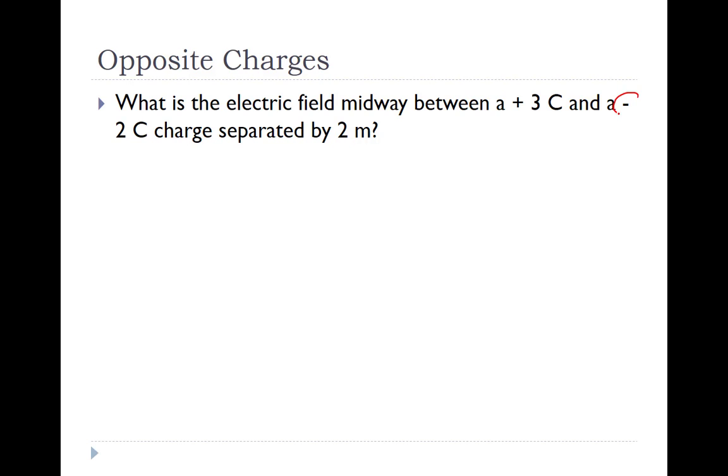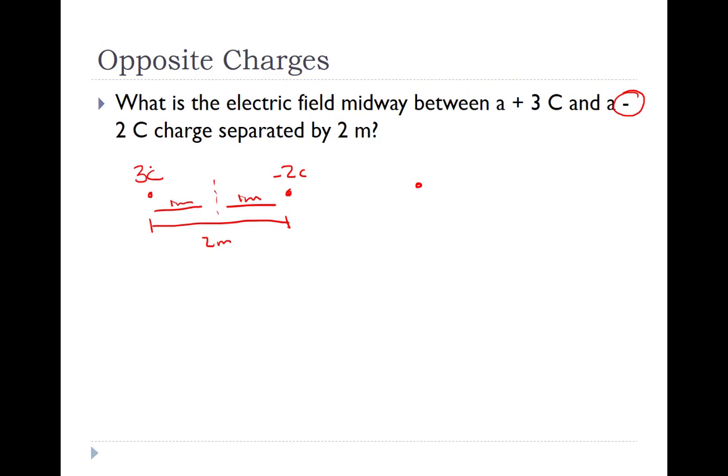Watch out for the negative sign. I see it is over here and got separated from the 2, so don't lose it. So let's let the 3 coulomb charge be here, the negative 2 coulomb charge be there. We know that the total distance between them is 2 meters, which means that the halfway point is 1 meter from each charge.